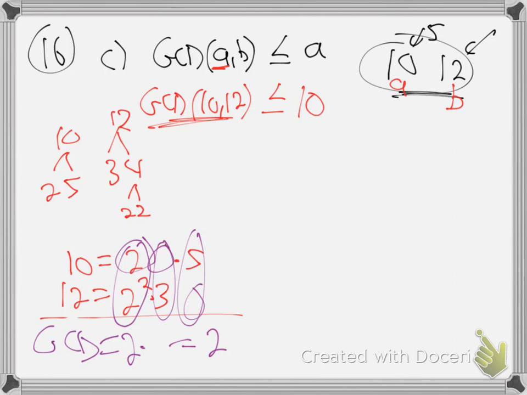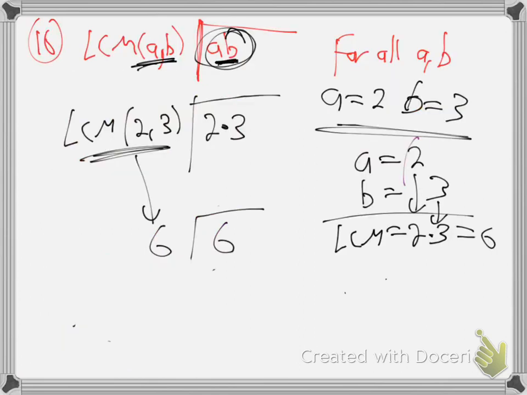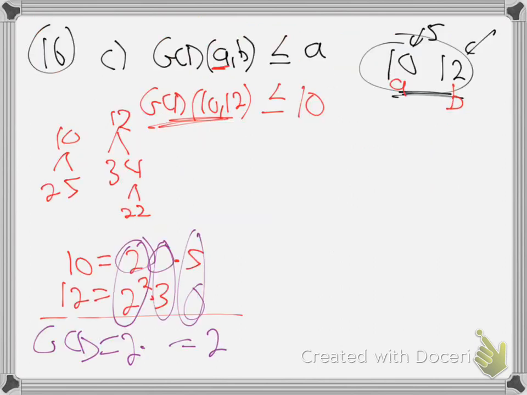So remember, for GCD, greatest, we take the lowest number of 2s, lowest number of 3s, lowest number of 5s. It was just the opposite for LCM back over here. I took the greatest number of 2s, the greatest number of 3s. All right, anyway, so the GCD is 2. Is 2 less than or equal to 10? Right, that's the GCD. Looks like it's true.